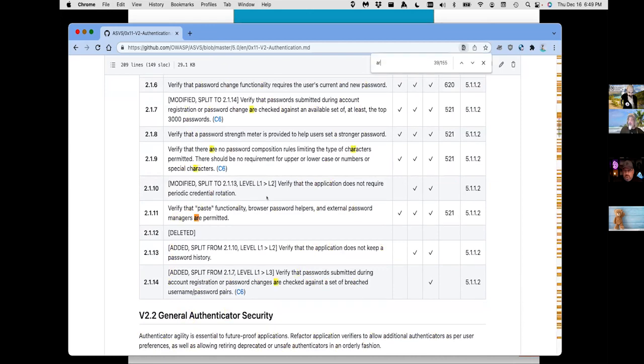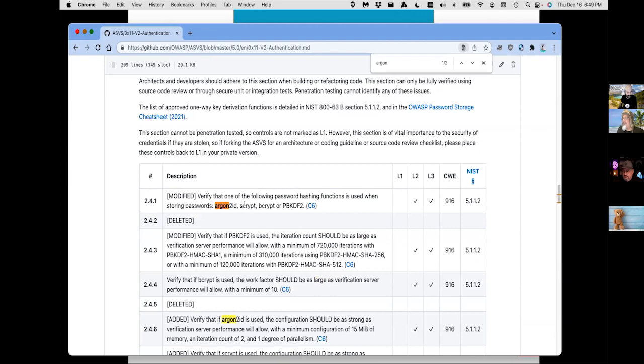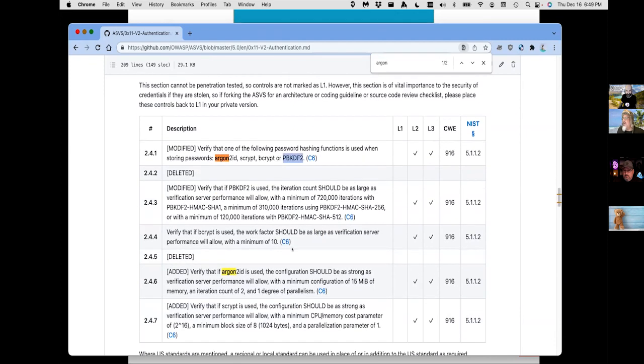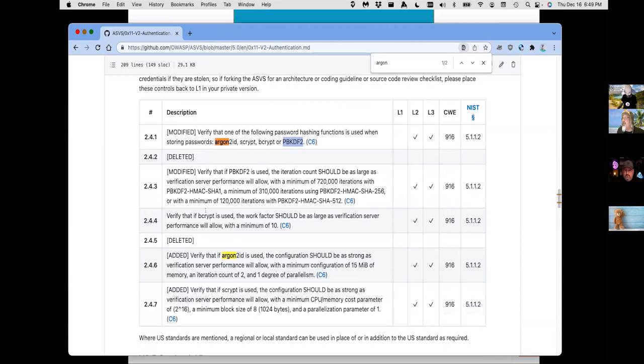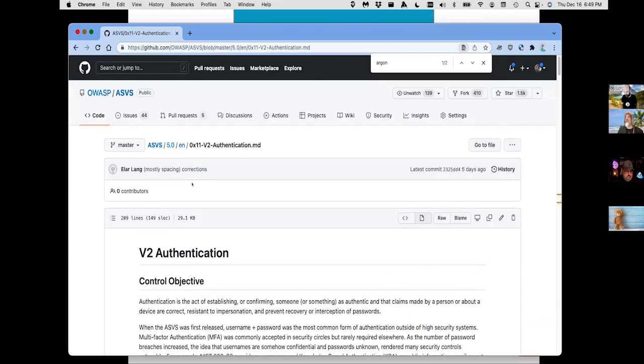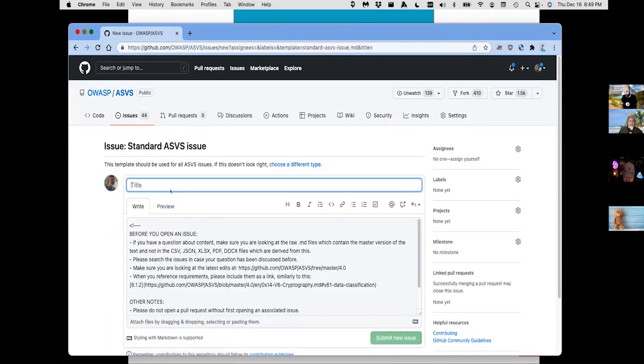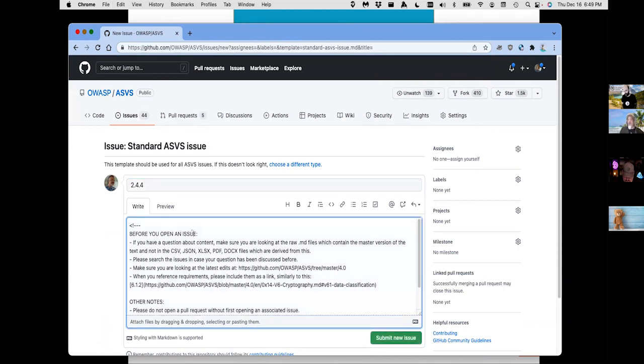Let's go look at Argon. There it is. Argon2id, scrypt, bcrypt, or PBKDF2. And if you're going to use bcrypt, the work factor should be as large as the verification will allow, or a minimum of 10. And what's missing from this? So 2.4.4, hang on. I'm going to do this for you right now. So I'll make it a little more surgical here.